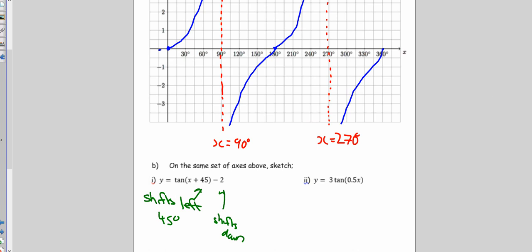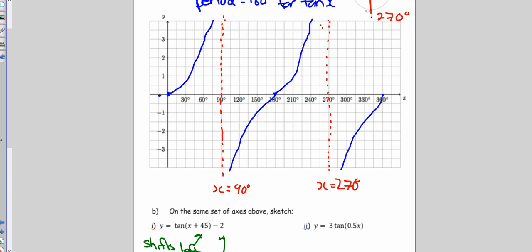How come you said it shifted left? Yeah, it shifts left because the brackets are where the horizontal translation is, whatever's added or subtracted. Why do you put degrees? Because I guess we're just using degrees for x. Yeah, because x is degrees. It's not the end of the world if you don't write the degrees.